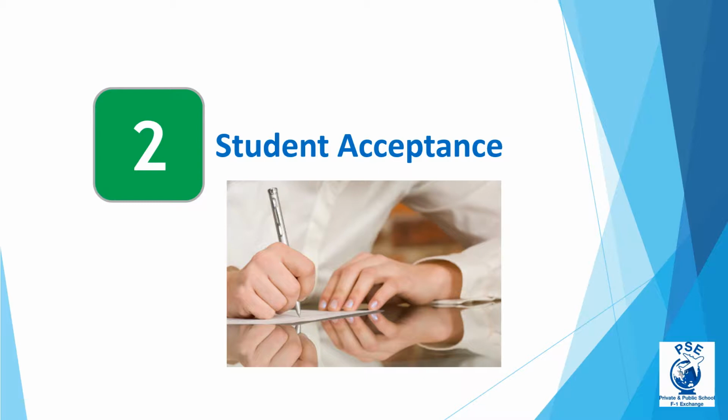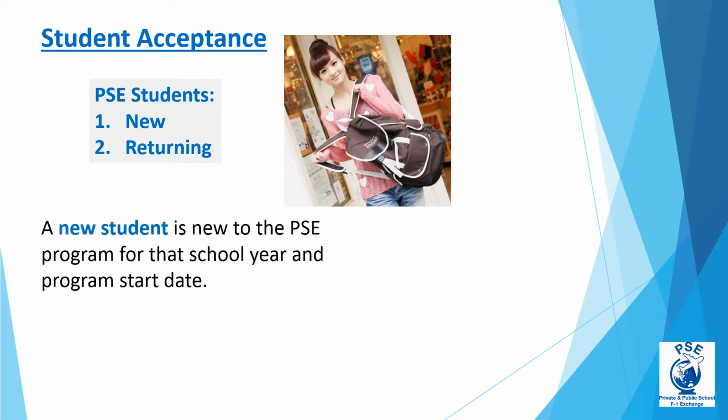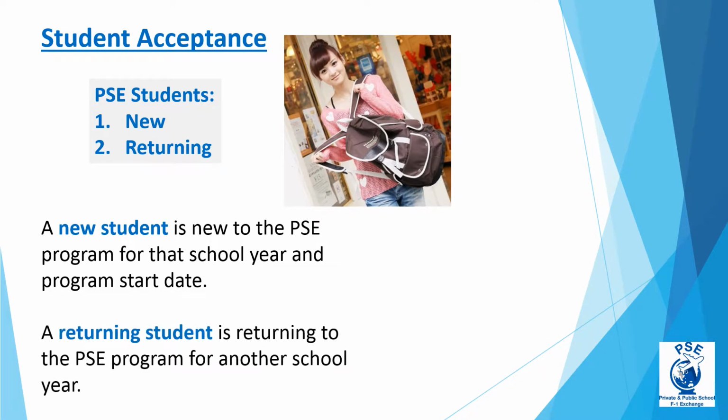2. Student acceptance. There are two types of PSE students, new and returning. A new student is a student who is new to the PSE program for that school year and program start date. A returning student is a student who is returning to the PSE program for another school year. PSE has many students who will remain on the program for several years until high school graduation.